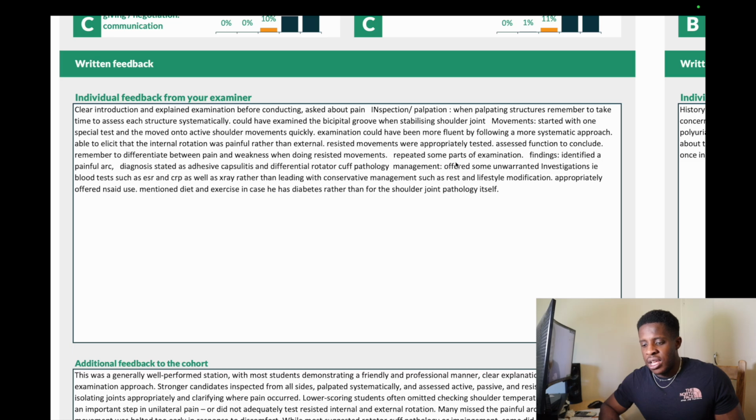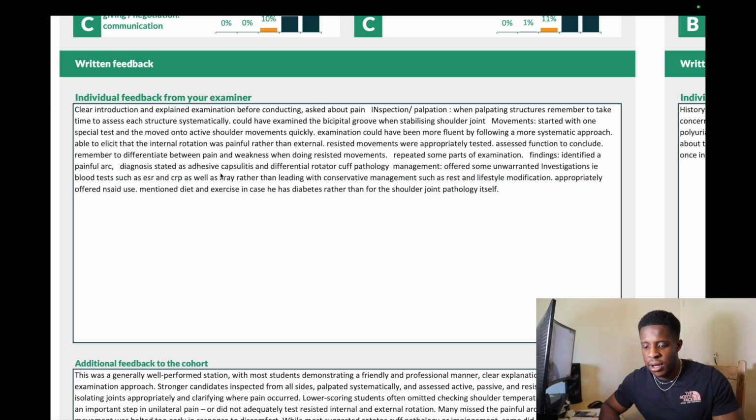So, unwarranted investigations, i.e. blood tests such as ESR and CRP, because this wasn't a rheumatological cause, so there was no need to say this. I wasn't worried about inflammation because there was no pain in the joint, so why would I even say this? But again, it was nerves, it was speed, and it was lack of practice of saying the right things. As well as x-ray, rather than leading with conservative management like rest, lifestyle modification, and appropriately offered NSAID use, mentioned as exercise in case it has diabetes, or for the shoulder joint pathology itself.